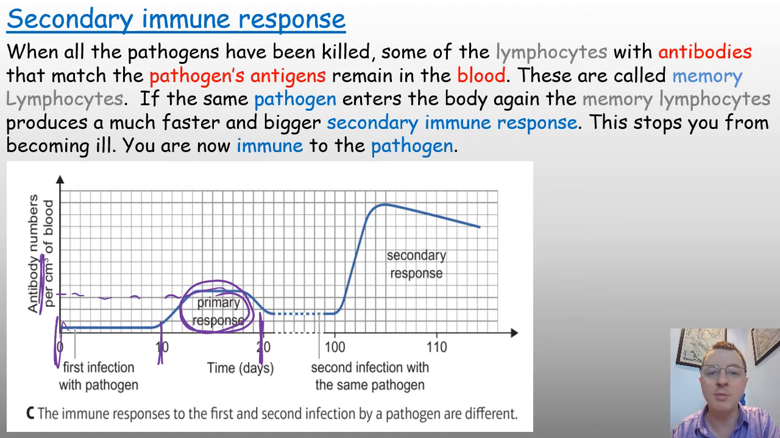When all the pathogens have been killed, some of the lymphocytes with antibodies that match the pathogen's antigen will remain in your blood, and these are called memory cells or memory lymphocytes. If the same pathogen enters your body again, the memory lymphocytes will produce a much faster and much bigger secondary immune response. You will produce more antibodies in a shorter amount of time. This will stop you from becoming ill. You are now immune to the pathogen. This is known as the secondary immune response.